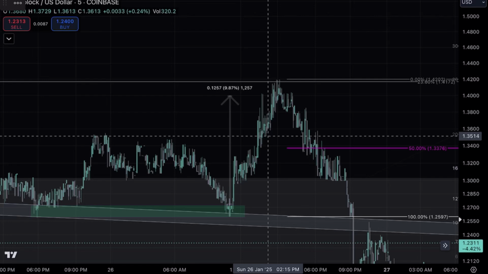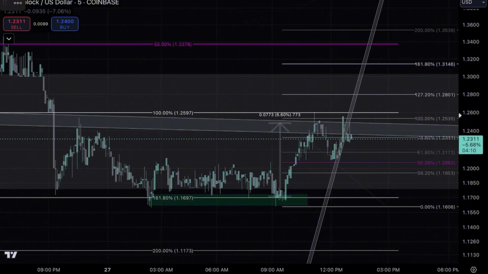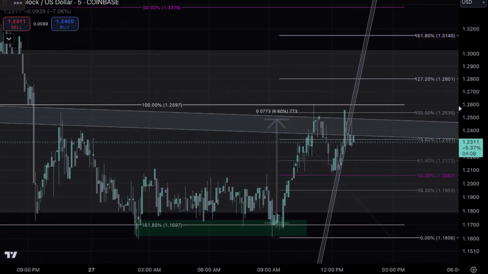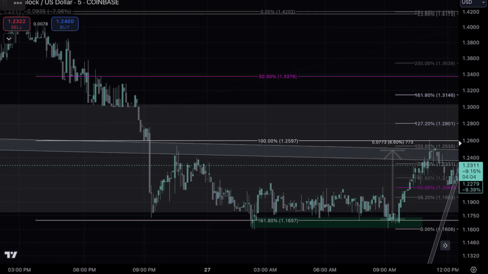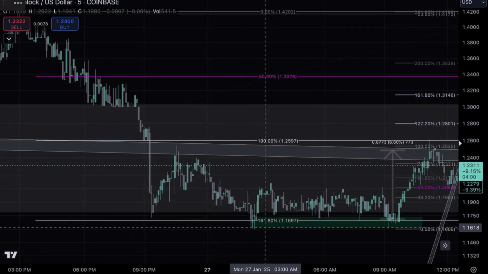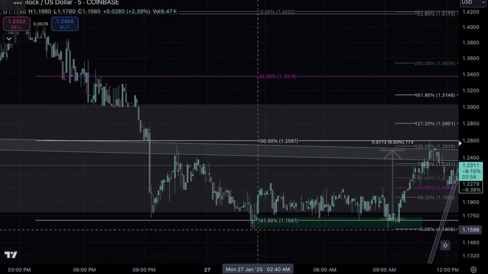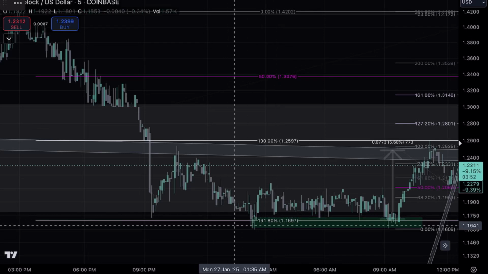Okay. And so that was Sunday. And then here we are Monday. Same kind of thing where it was trending down, right? I knew at the 161.8% could be a potential area where things could bounce, and that's what happened.